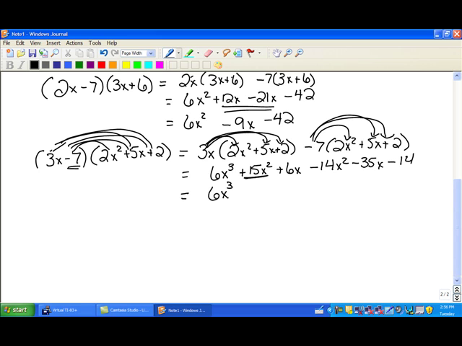For my x squareds, I have a positive 15x squared and a negative 14x squared, which will leave me with a positive 1x squared. You can either write the 1 or leave the 1 off. For my x terms, I have positive 6x and negative 35x. That's going to leave me with a negative 29 of the x's. And for my constant term, I just have minus 14.